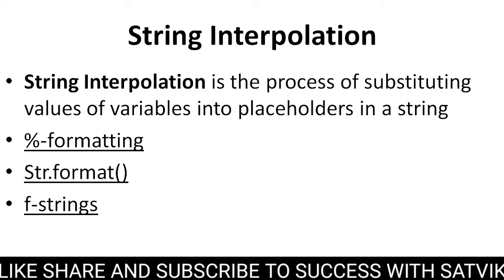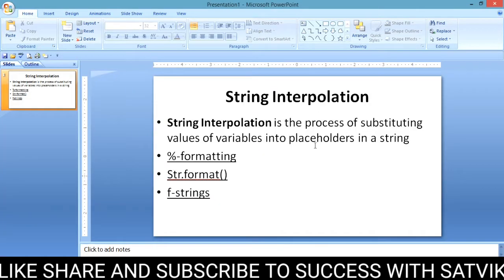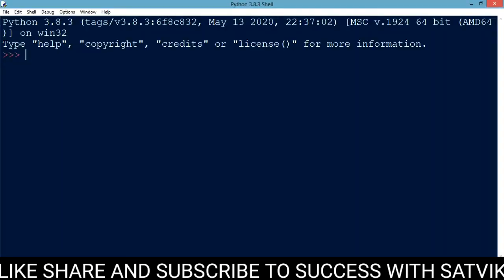In this method of string formatting we have three methods: the modulus formatting method, the second one is the dot format method, and the third one is the f string method. One by one we are going to discuss all three methods. So let's start with the modulus formatting method and move to the Python shell. Our first method is the modulus formatting method.